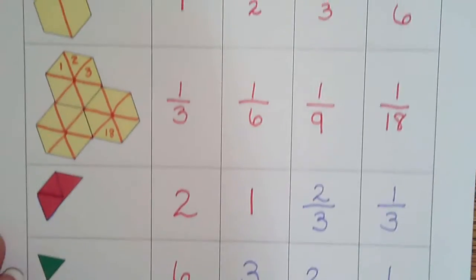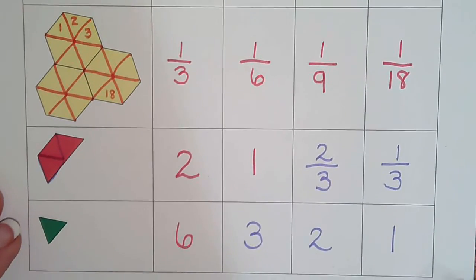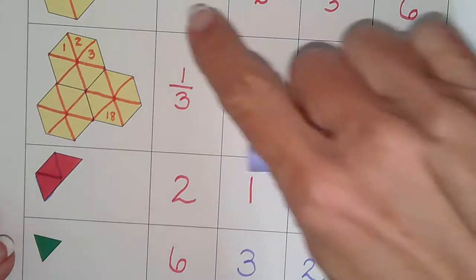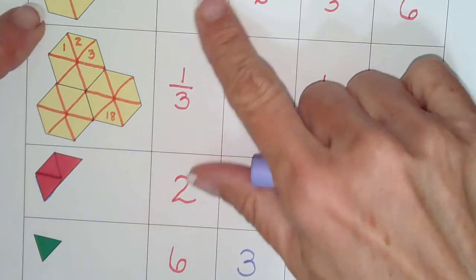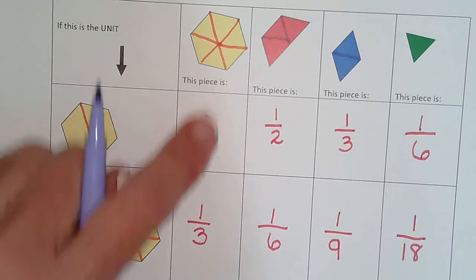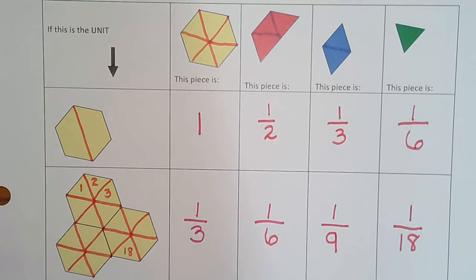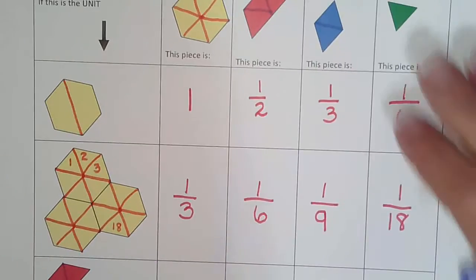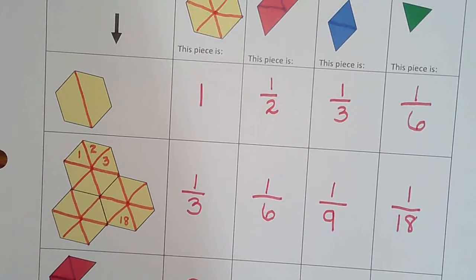So you can see, look how the numbers changed in that first column and in the second column. So these do not represent the same thing. It's all based on the unit. So for instance, when this was the unit, this counted as a whole, but when this was a unit, it was only 1/3 of the whole. So each of these numbers change based on what we pick for the whole.